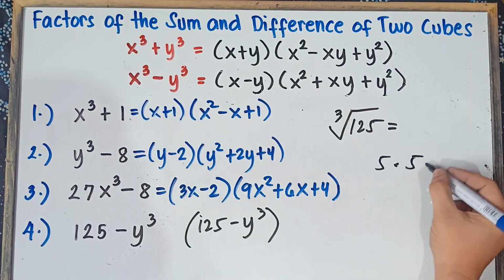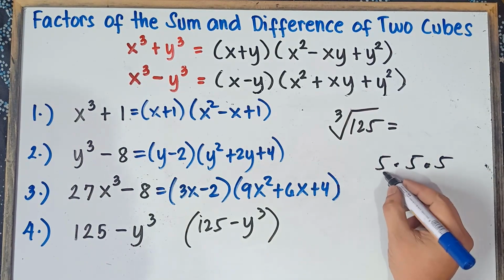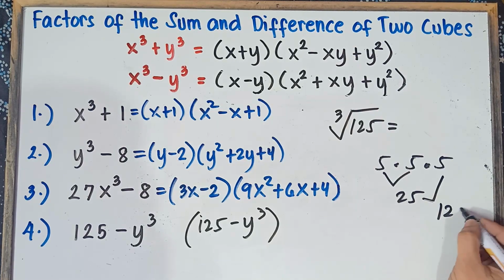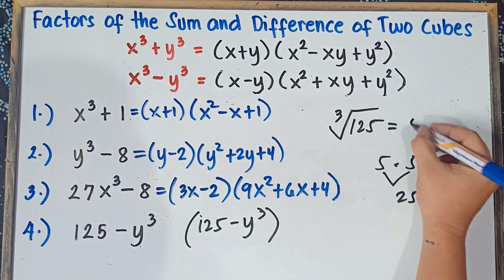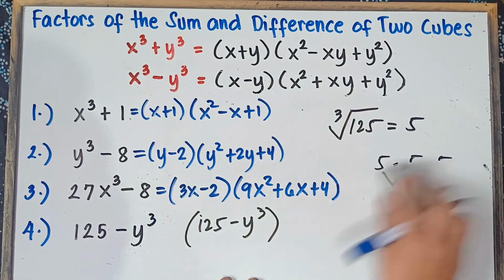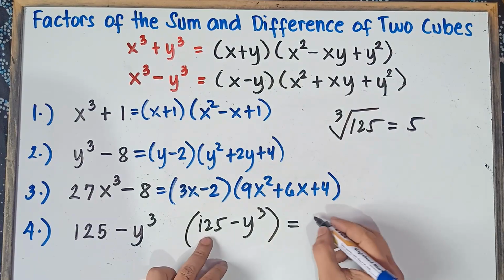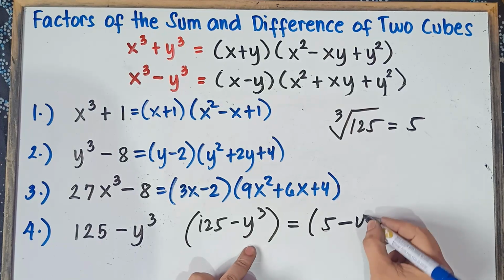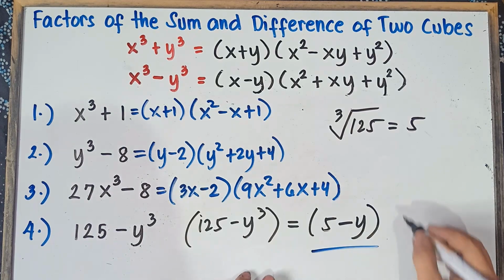Because if you multiply 5 by itself 3 times, that would be equal to 125. 5 times 5 is 25. 25 times 5, that would be equal to 125. So therefore, the cube root of 125, that would be equal to 5. Alright, so the cube root of the first term, that would be equal to 5. And then copy the minus sign, the cube root of the second term, that will be equal to y. And this will be our guide with regards to our second factor.